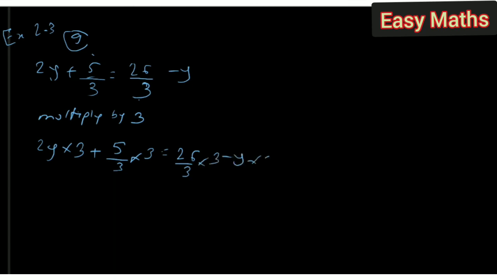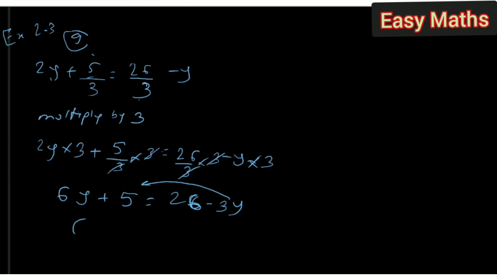See, I have multiplied by 3 to all the terms. So 3 here gets cancelled, 3 here gets cancelled. Here it becomes 6y, here it remains 5, here it becomes 26 and 3y. Now the question is simple. We don't have to do LCM, we don't have to do cross multiply, nothing doing.